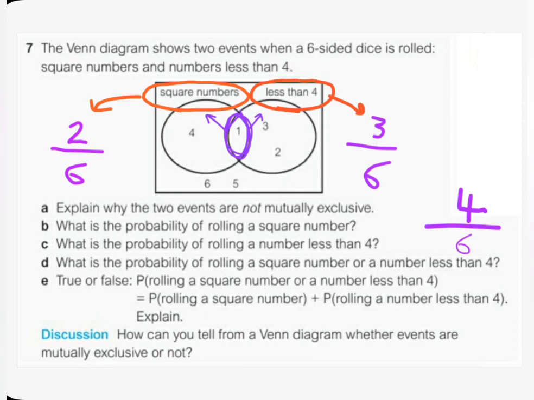What do we understand from this question? We understand that you can add the probability of mutually exclusive events to get the probability of these events together. But if these events are not mutually exclusive, you can't add their probabilities. And this is how you answer a question like this.